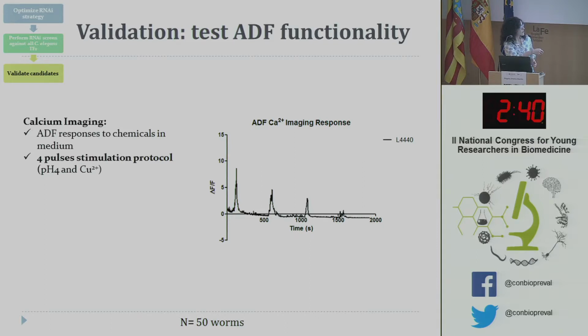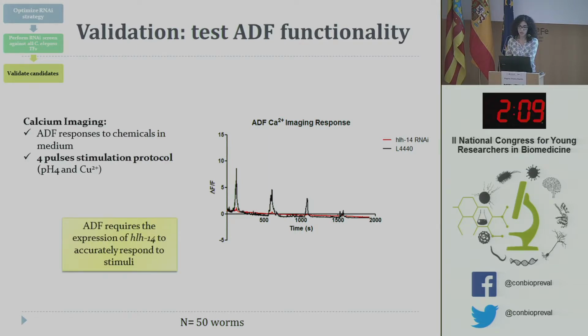As you can see here, these are the responses of the neuron when we give the 30 milliseconds stimulation with a buffer that has copper and pH 4, which are the chemicals that this neuron responds to. And this is the control condition, but when we test the worms after feeding on HLH14 RNAi, the response is completely lost, as you can see in this red line. So HLH14 is required for ADF to accurately respond to changes in the environment.